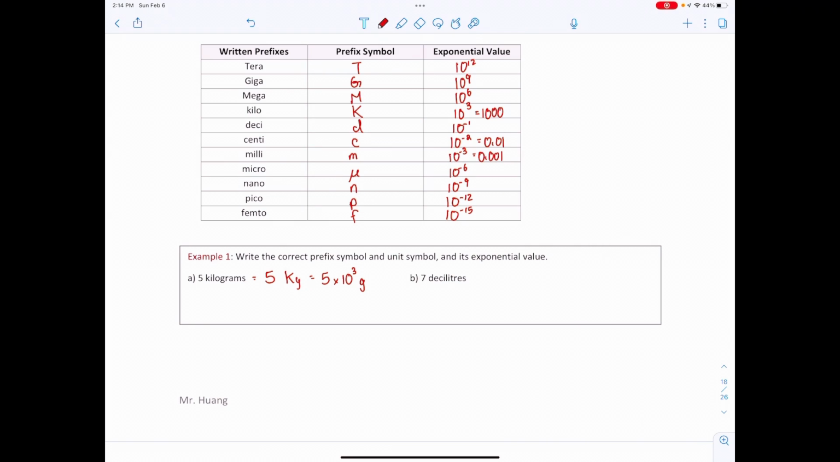And same thing, 7 deciliter. This is the same as writing 7 dl. And how much is actually 7 dl? Well, 7 dl, d has the value of 10 to the power of -1. Okay, so 7 deciliter is 7 times 10 to the power of -1 liters.